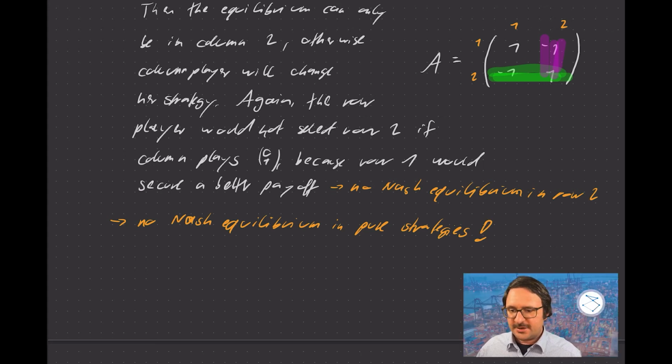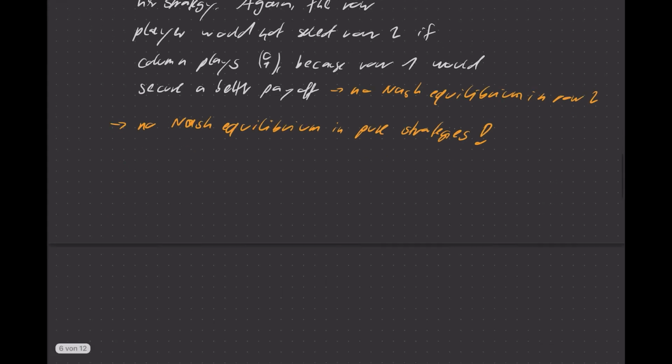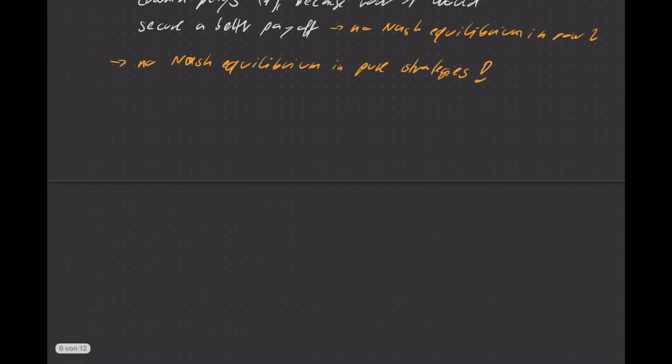Another question is, what about mixed strategies? We know for a bimatrix game there is always a Nash equilibrium in mixed strategies. A matrix game is a special case of a bimatrix game, so of course there must be a Nash equilibrium in mixed strategies. So how about that? Can we find that? So let's see what happens here. And that's the next point. What about mixed strategies?